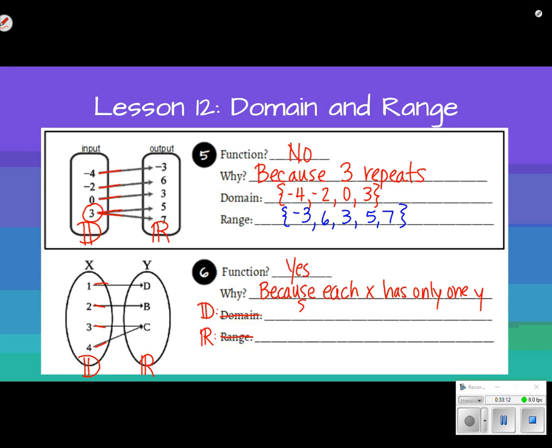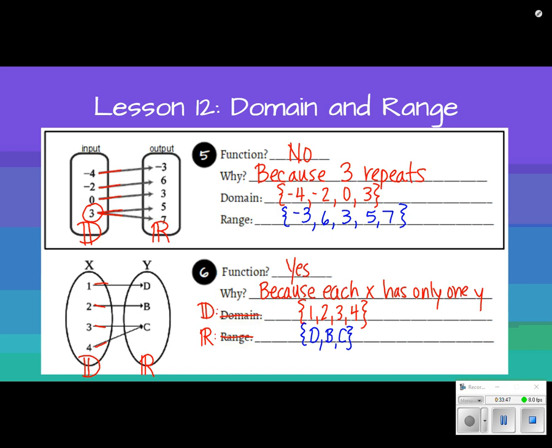Domain 1, 2, 3, 4, because that is in the x portion. And then range. Now, some people might be concerned they aren't number values. That is true. But if you remember in the example yesterday, we had months of the year. We had days in those months. So January, February, March, April, those weren't numbers either. So we're going to have D, B, C. And there you go. Domain and range.